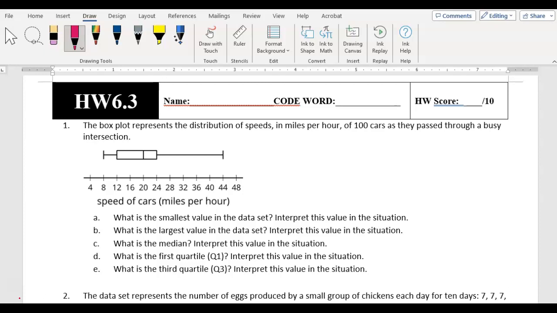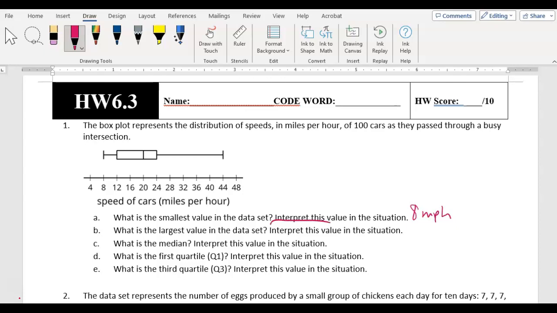So it says, what is the smallest value in the data set? It is 8 miles per hour. It says interpret this value in the situation. So maybe there was a lot of traffic and there were a lot of cars going through and this person was going really slowly. Or maybe they were on a moped or something, right? So you can come up with your own scenario for that value.